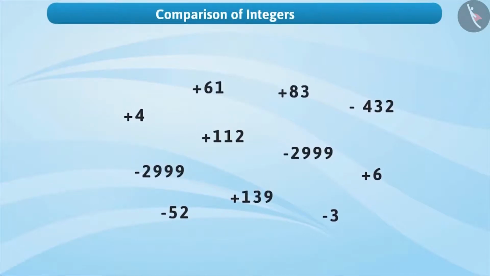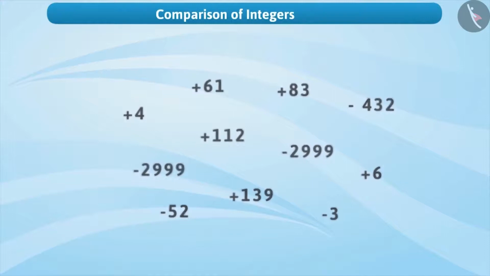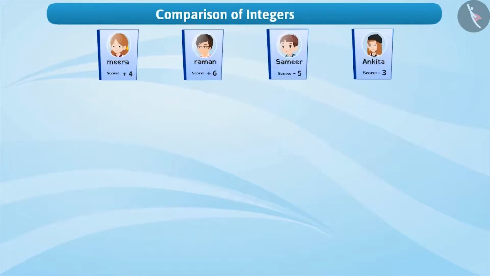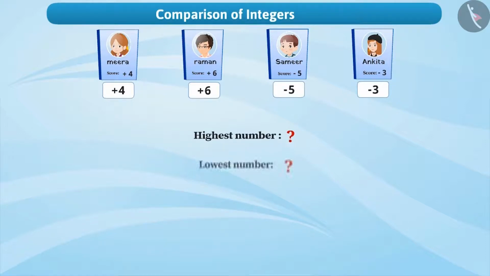Suppose we have to put integers in order. For example, in a competition, Meera scored plus 4, Raman plus 6, Samir minus 5, and Ankita minus 3. To determine whose score is highest or whose score is lowest, we need to arrange them in a certain order. This is achieved by comparing each of their scores with the other.